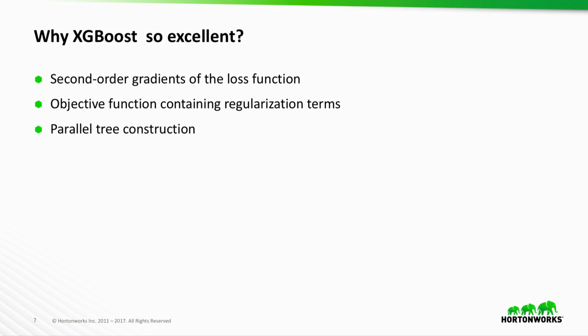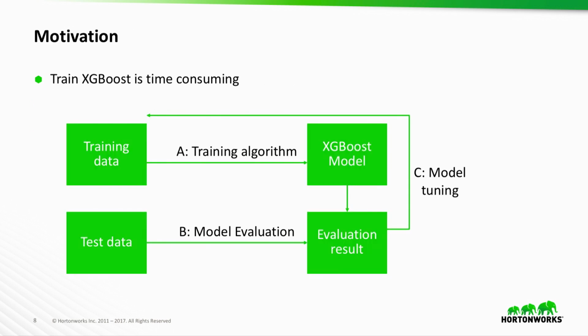So XGBoost applies the objective function to constrain the tree size and tree depth, which makes overfitting not very bad. Third is parallel tree construction. It means that when XGBoost was developed, they considered how to build the trees in parallel. So let's look at XGBoost.